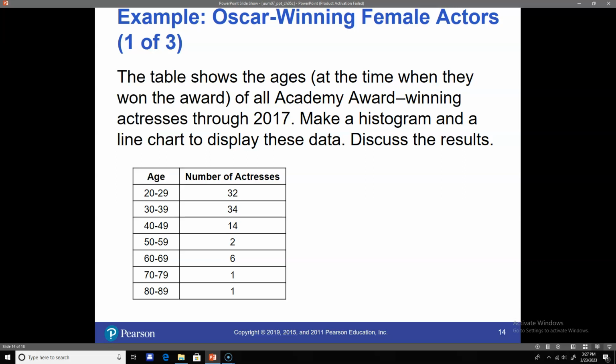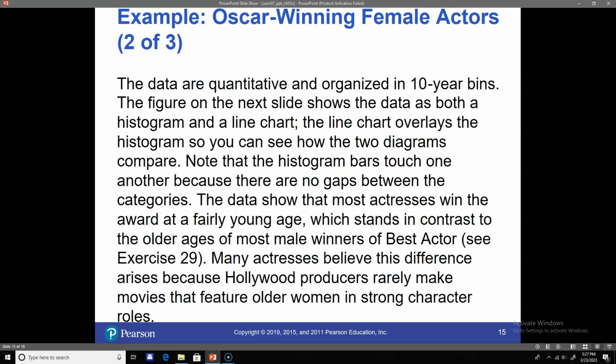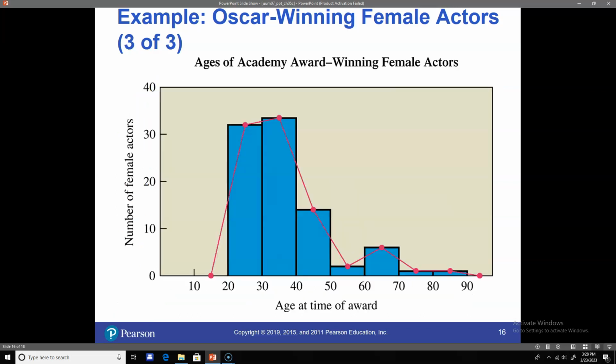So anyway, they're organized in 10-year bins, and then a histogram and a line chart. Once you have the histogram, you can make the line chart. And then they're doing some cursory analysis here, that you can see that most actresses win the award at a younger age than perhaps male actors. And again, there's a belief that perhaps this is some sort of a bias towards older women actors. But okay, so there's that. So that is the chart.